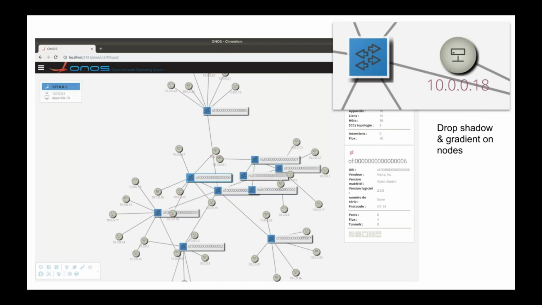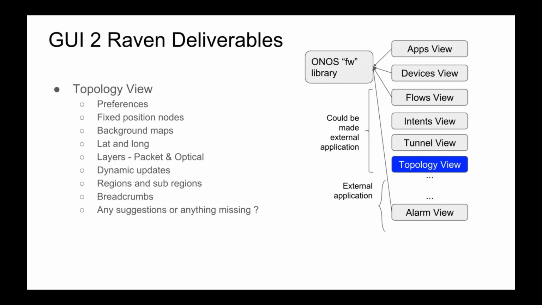So this is just a quick screenshot of the GUI produced by the new GUI 2. And it supports localization and a lot of the same features. And the plan for Sean is to continue to work on this into Raven. Again, primarily just focused on the topology view to add preferences so that there's persistence when switching views. But it should be able to fix nodes, have background maps, support latitude and longitude coordinates. Also, it adds the separation of the layers for packet and hosting the packet on optical devices.